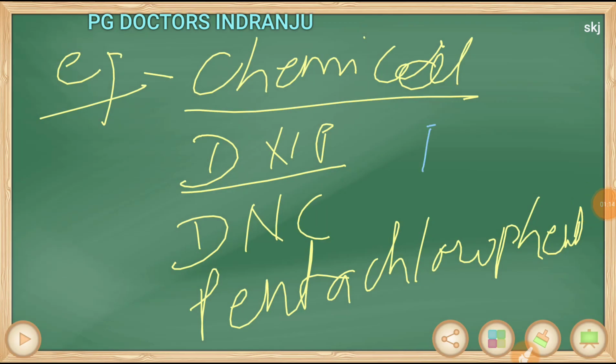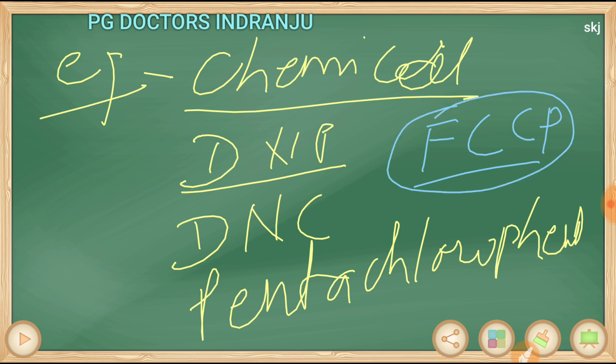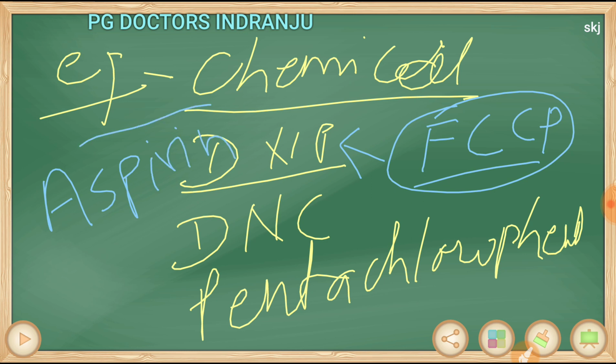Another example is FCCP, that means trifluorocarbonyl cyanide phenylhydrazone. This is 100 times more potent and effective than dinitrophenol. A high dose of aspirin also works as an uncoupler.